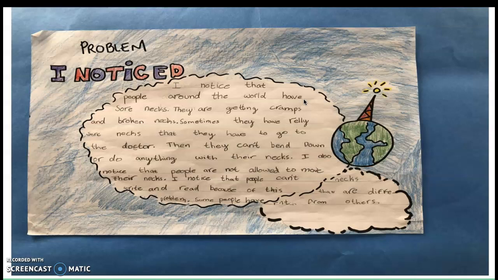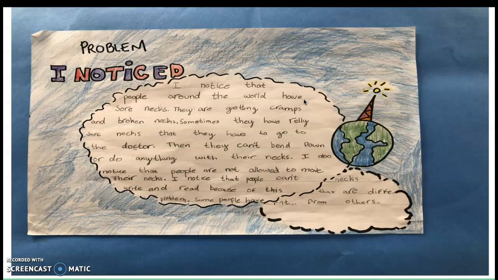So for example, this girl wrote the following. I noticed that people around the world have sore necks. They're getting cramps and broken necks. Sometimes they have really sore necks that they have to go to the doctor. Then they can't bend down or do anything with their necks. I also noticed that people are not allowed to move their necks. I noticed that people can't write or read because of this problem. Some people have necks that are just different from others.